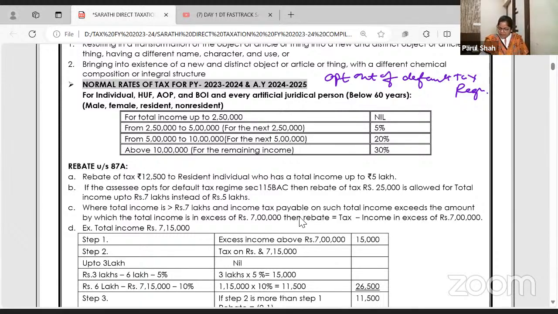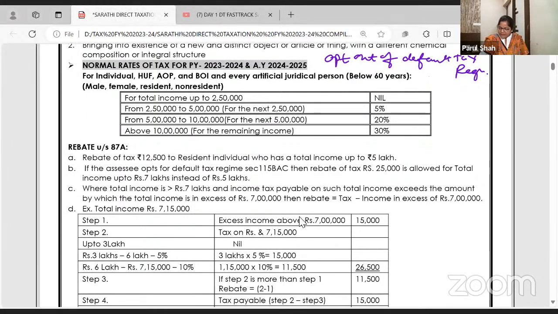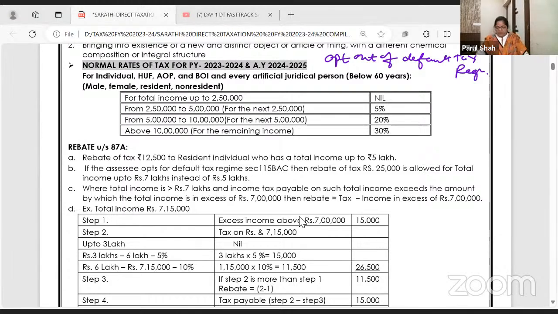Just 2 seconds, I'll be back. Please check the slab rates. This is not a break. Break I will give later. Yes, any doubt until now?